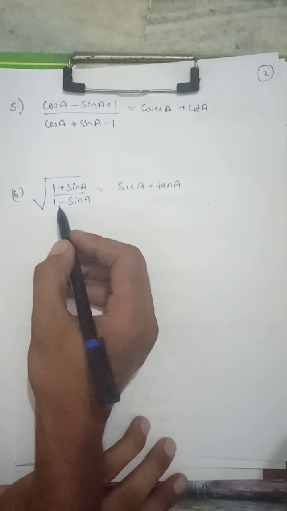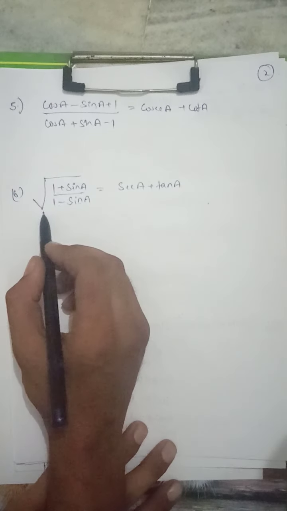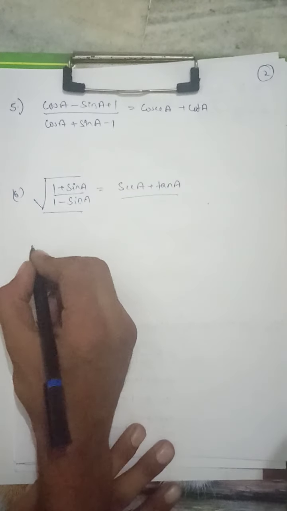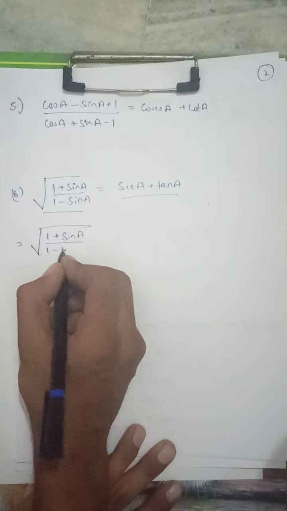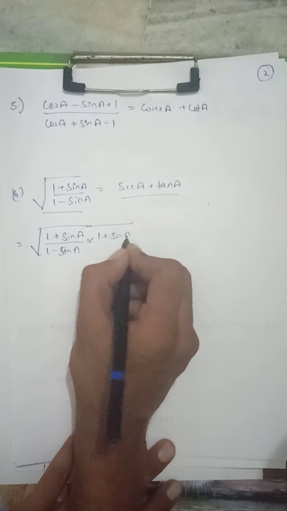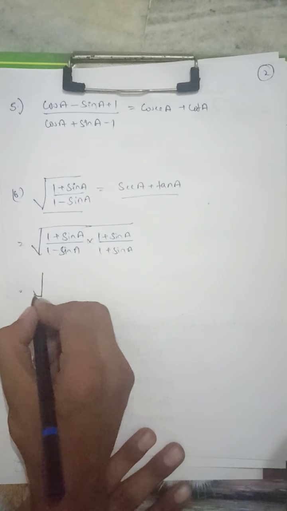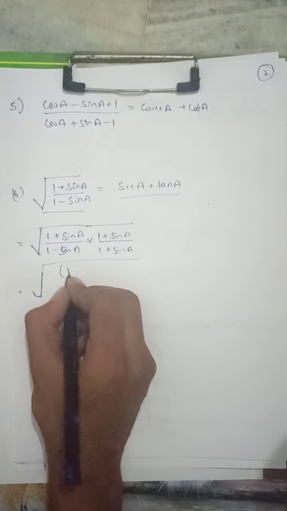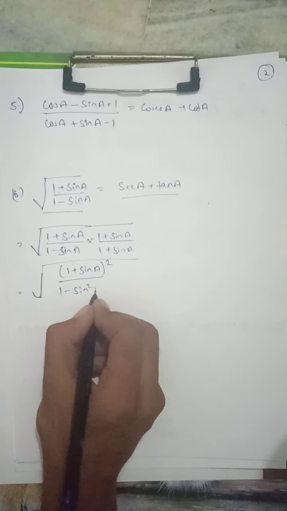What do we have? Under the root, 1 plus sin A upon 1 minus sin A is equal to secant A plus tan A. As you can see, there is a root on the left hand side but no root on the right hand side. To remove this root, I will rationalize the denominator. I think you already know how to rationalize 1 minus sin A. We will multiply it with 1 plus sin A, 1 plus sin A. The main motive of rationalization is to get a perfect square under the root. So what you will get: 1 plus sin A whole square, and in the denominator 1 minus sin square A.